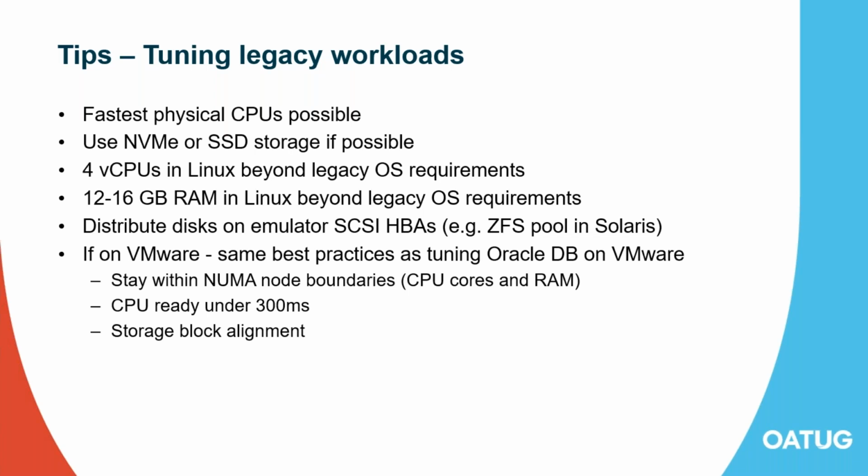So you want to keep your CPU ready under 300 milliseconds in a 20-second polling cycle, and you want to make sure that your storage blocks stay aligned. So for example, in VMware, if you allocate and provision your storage through vCenter Server, it will automatically make sure that your blocks are aligned, because if your blocks are out of alignment, then pretty much nothing will run fast, and you won't get the performance that you need under any circumstance. Even on native apps, your performance will be really terrible. So those are the types of things that we need to pay attention to there.